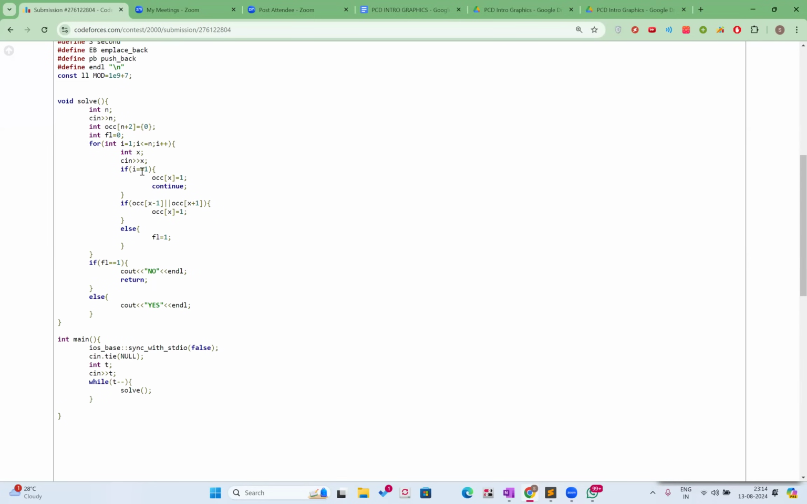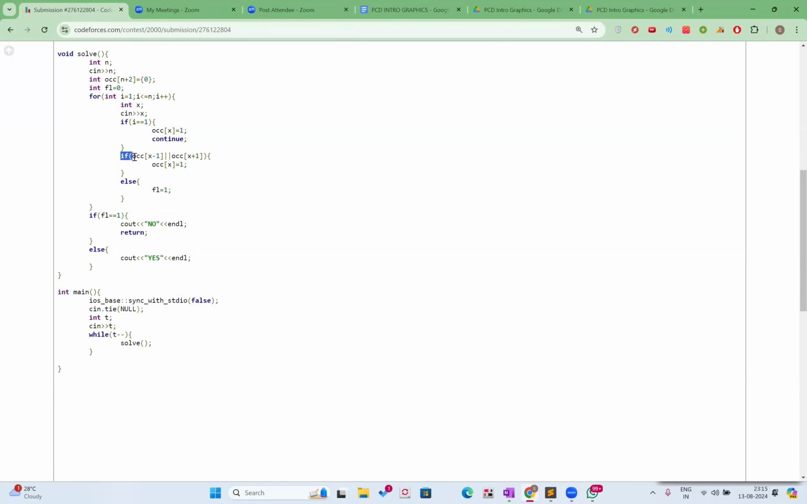So if i equals 1, which means he's the first passenger to sit, I'll just occupy the xth seat for him. If he wants to occupy the xth seat, I'll occupy it for him because that won't be a problem, because he's the first passenger. And after that, if he's the first passenger, I'll just continue as well.